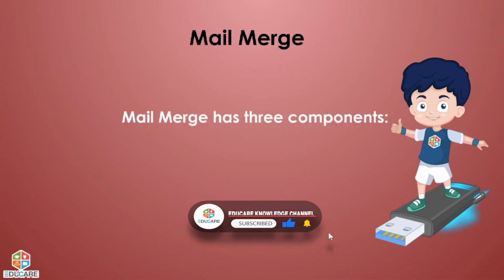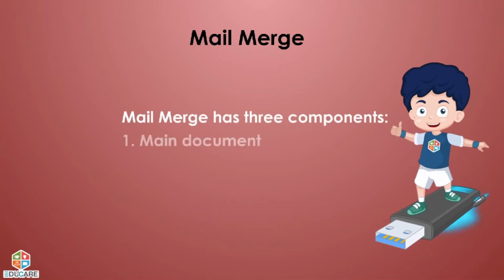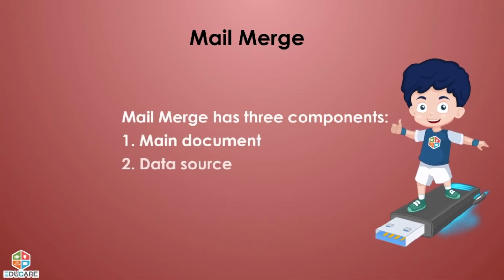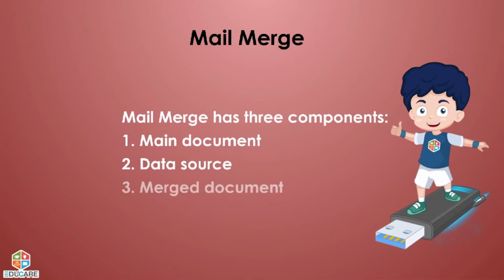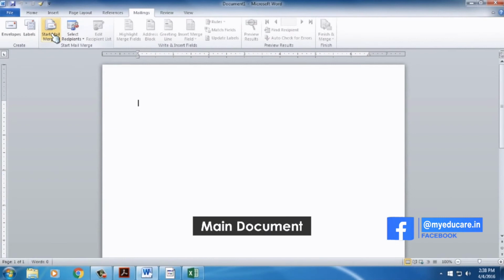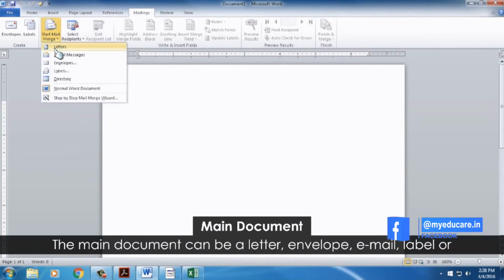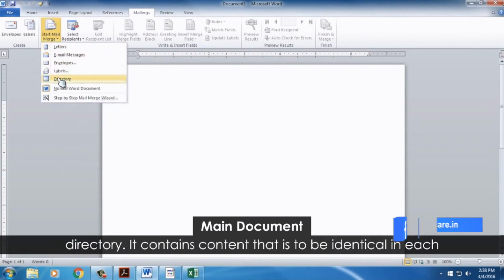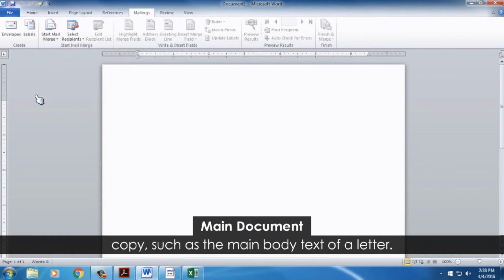Mail merge has three components: 1. Main document. 2. Data source. 3. Merge document. Main document: the main document can be a letter, envelope, email, label or directory. It contains content that is to be identical in each copy, such as the main body text of a letter.